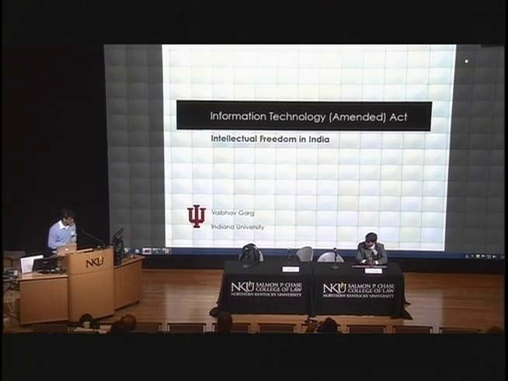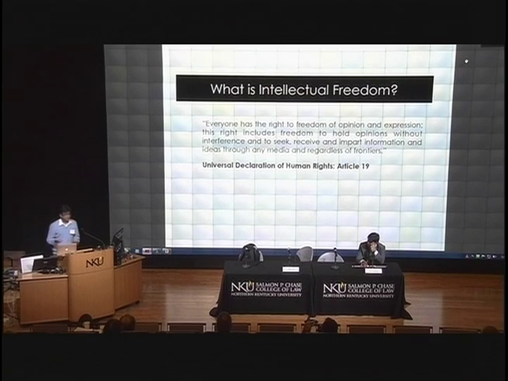Hi, so I'm going to talk about the Information Technology Amendment Act and its implications for intellectual freedom in India. So first of all, what is intellectual freedom?